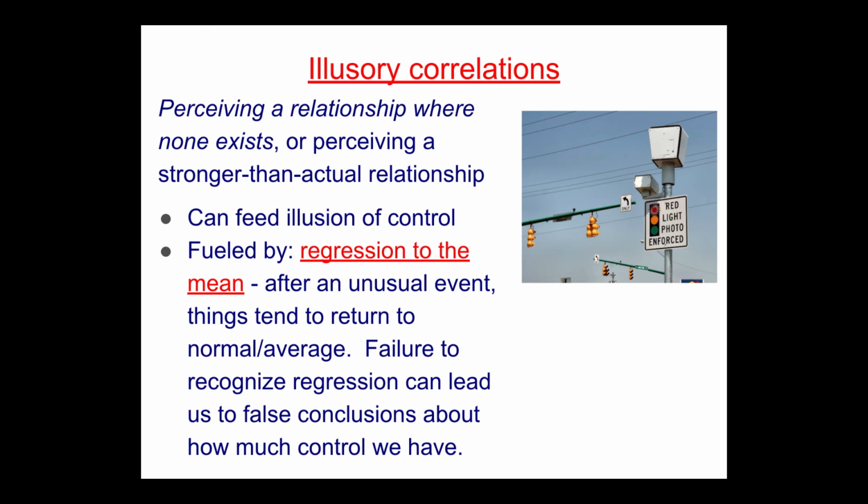We might say, well, the accidents go down. It's because of the red light camera, without acknowledging regression to the mean, which is that, okay, by chance, there happen to be a lot of accidents in this area. Eventually, those accidents are going to peter off a little bit. There's not going to be as many. It's going to go kind of back to average.